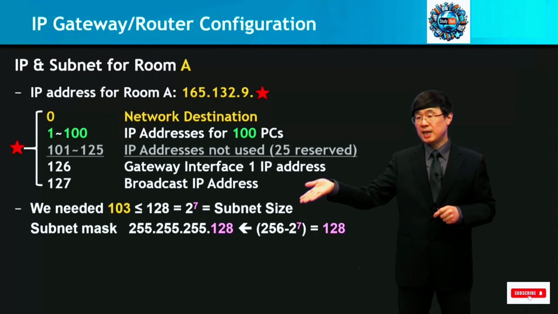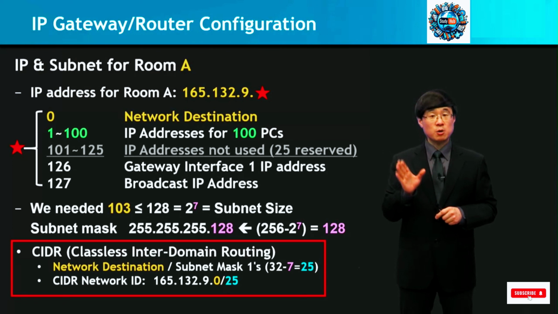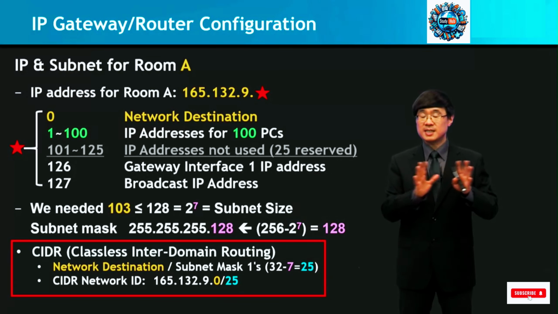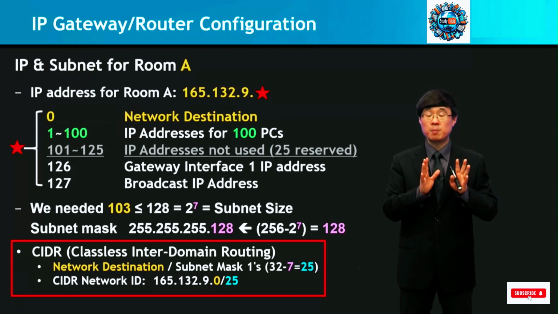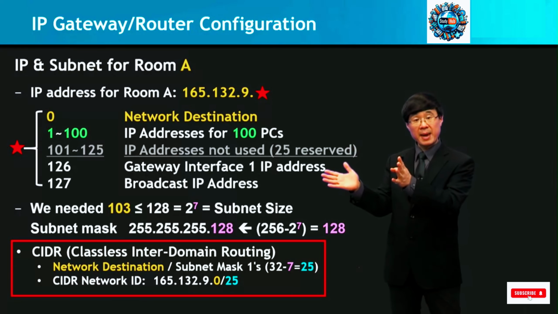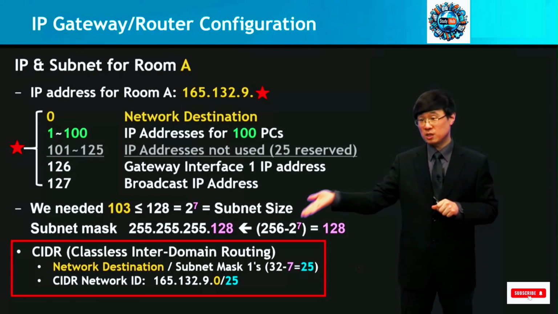Next, we need 103, but we got 128 as the subnet size that we could use. And therefore, the subnet size was assigned like this. Now, there is a notation called CIDR, which is classless inter-domain routing. And this technology gives an assignment mechanism where we can write up the network destination and the subnet mask all together in one notation. And that is what you see right here.